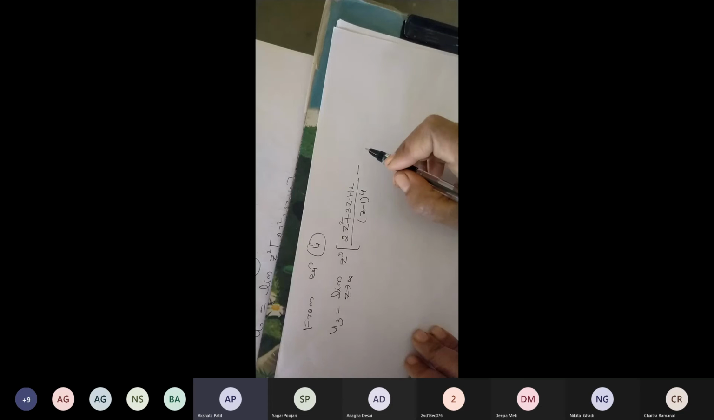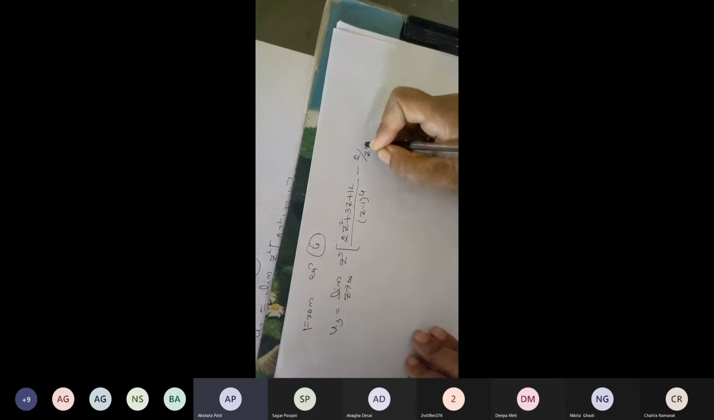u1 is again 0, no need to write that one. Only we can write the u2 value. How much are you getting for u2? 2 divided by z square. Now what should I do? Here we can write limit as z tends to infinity, keep this z cube as it is.